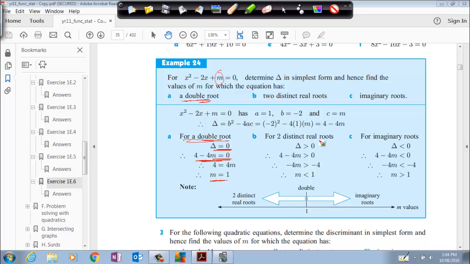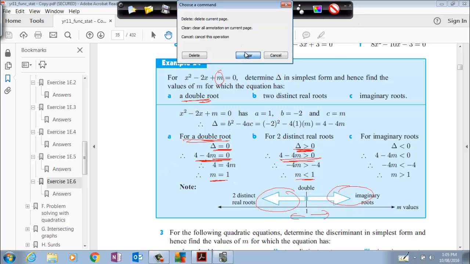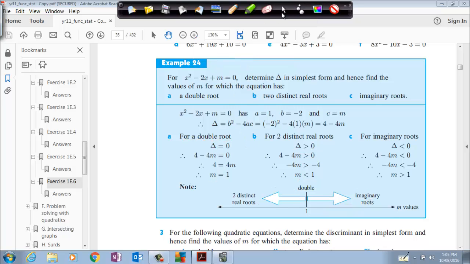Likewise, if you've got two real roots, that means the discriminant has to be positive, so the discriminant is greater than 0, and if you solve that, m is less than 1. So that means you get two roots if you're less than 1. Likewise, this one here is if you're greater than 1, you get imaginary roots. If you're on 1, you get a repeated root. So you could have a go at doing some of those.